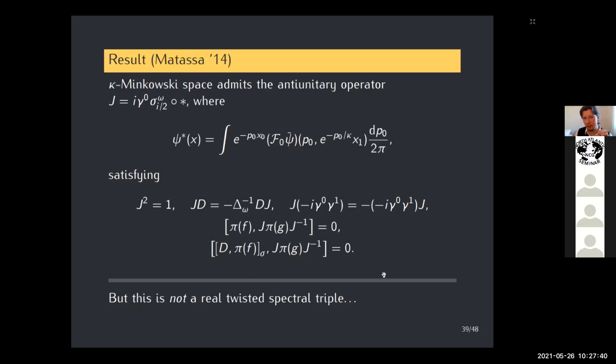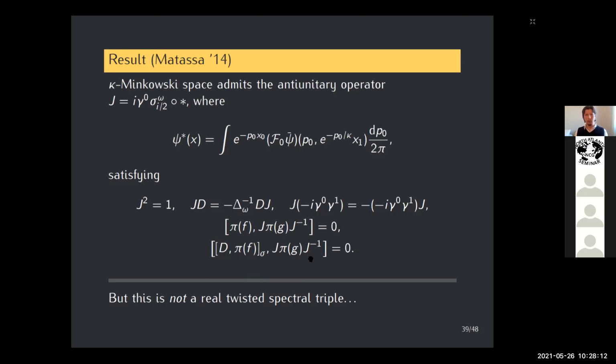What's interesting is the properties, because it looks very much like a kind of modified real structure. Everything is normal, apart from the fact that the commutation with D includes this factor of the inverse of the modular operator. And this modified first order condition is of course twisted on the inner commutator, because this is a twisted spectral triple. But there's no twist on the outer commutator.